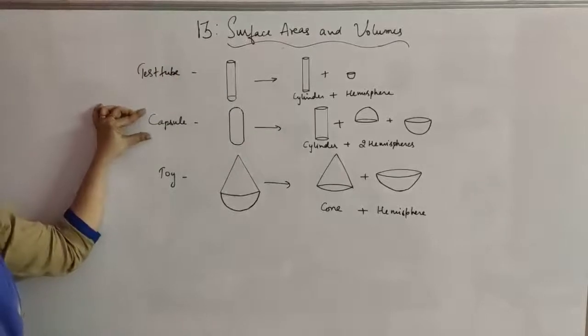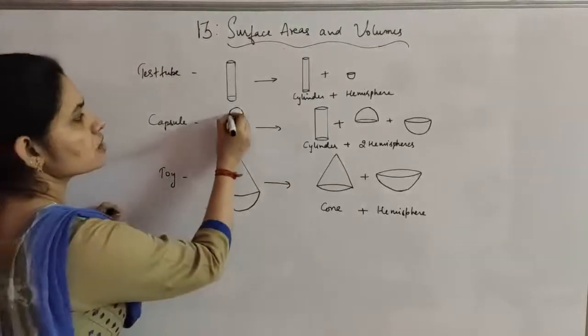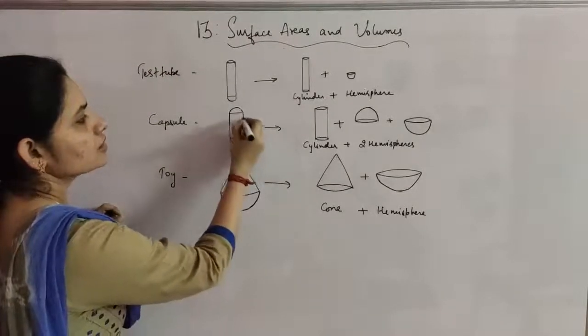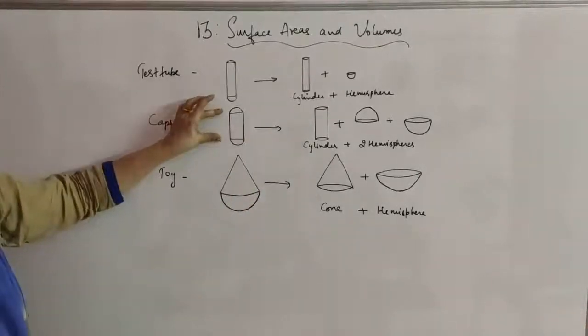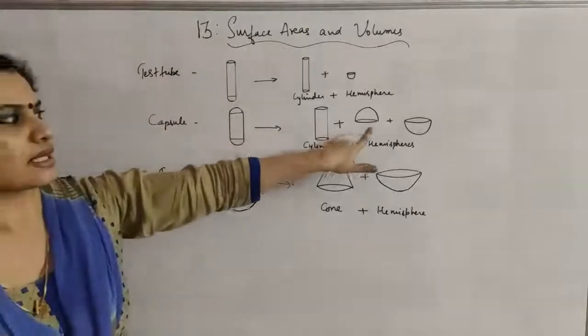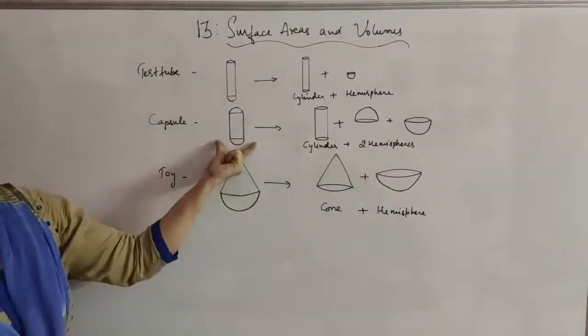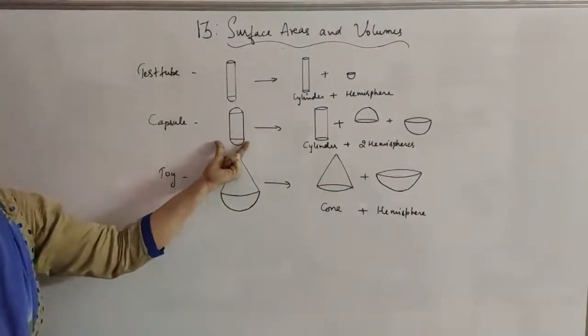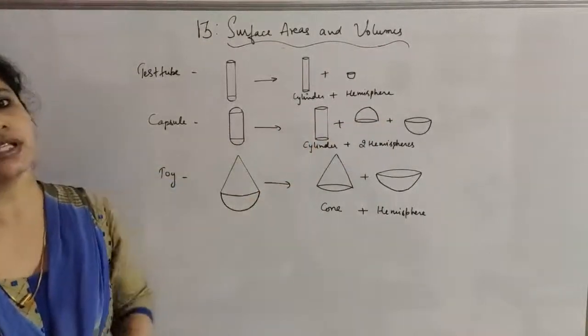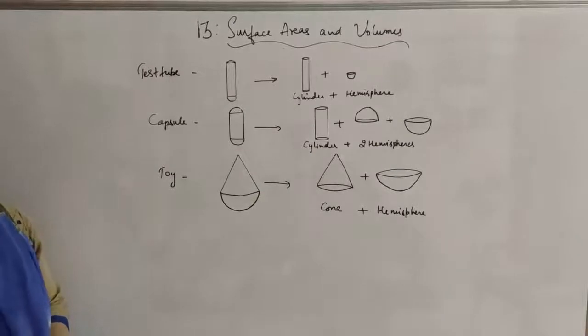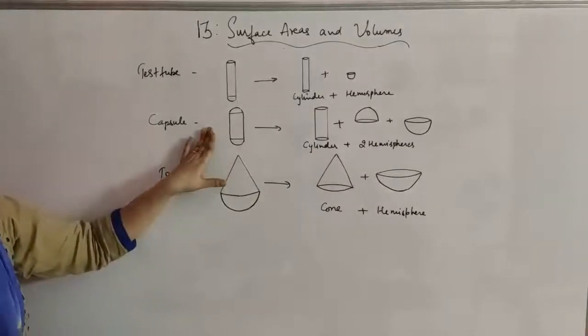Now coming to capsule, again you can just break it into two parts like this, here and here. That means you are getting three things. One is a cylinder and two hemispheres. So in order to get the total surface area of this capsule, what you need? The curved surface area of the cylinder and the curved surface area of two hemispheres to be added to get the total surface area of this solid.